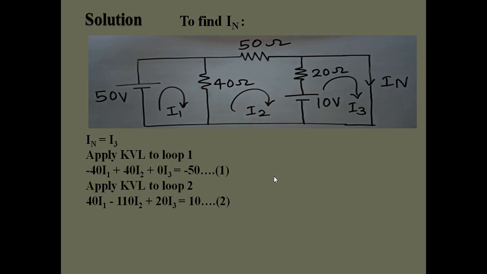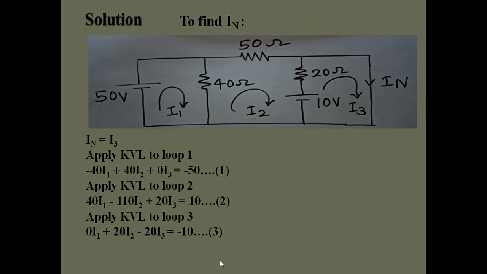After that we will apply KVL to loop 3. Then our equation will become 0 I1, because this branch is not related to loop 1, so it will be 0 I1 plus 20 I2 minus 20 I3 is equal to minus 10. After getting all the 3 equations, we will solve them simultaneously using Calc.